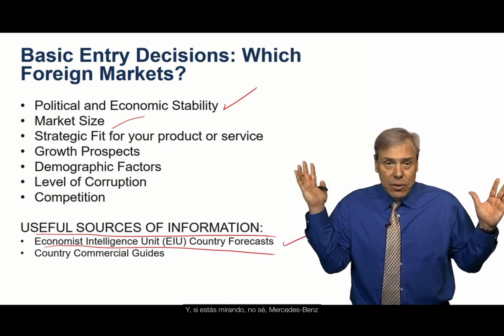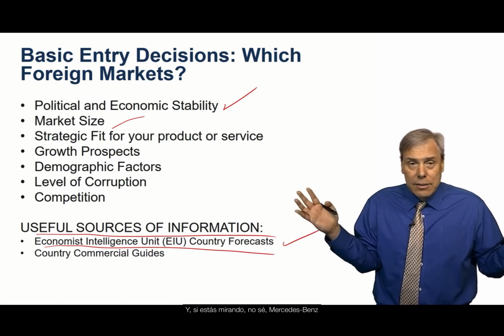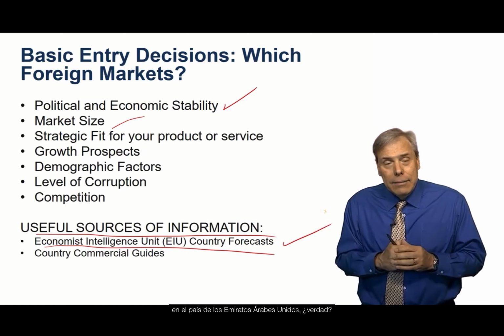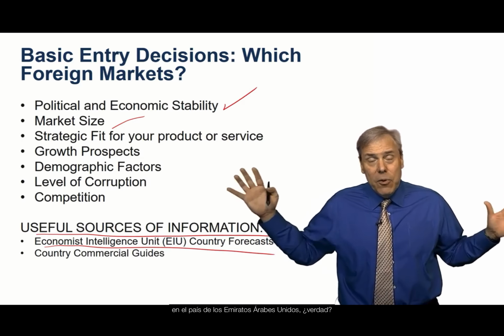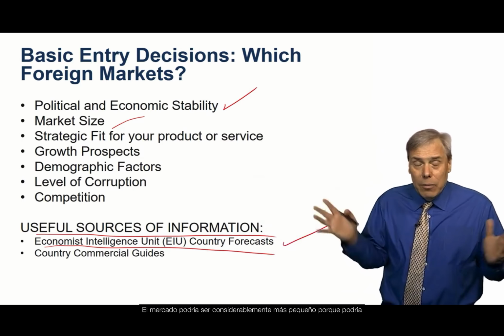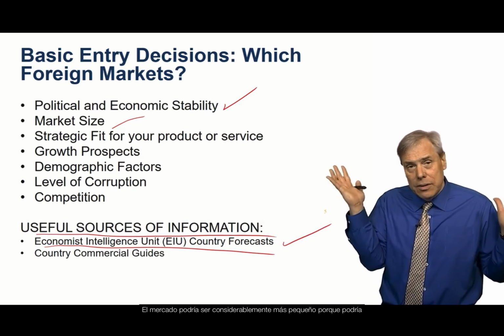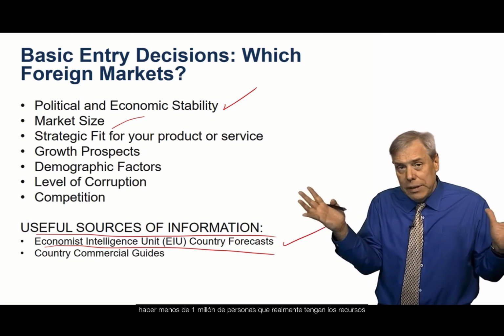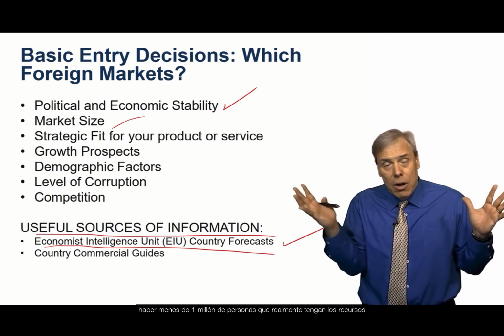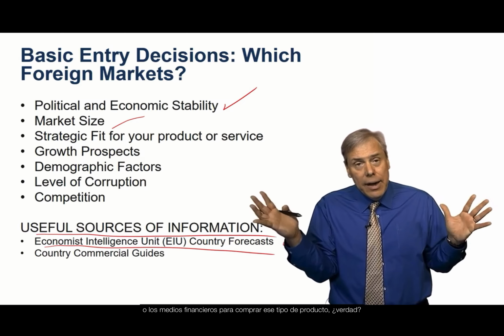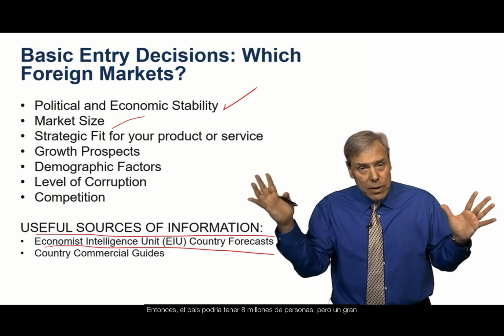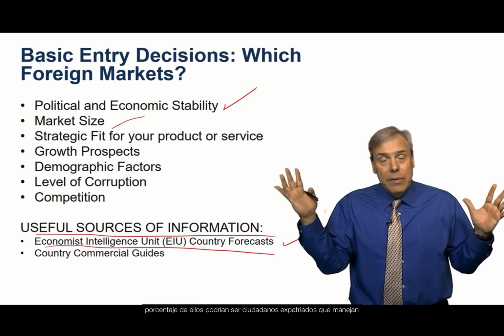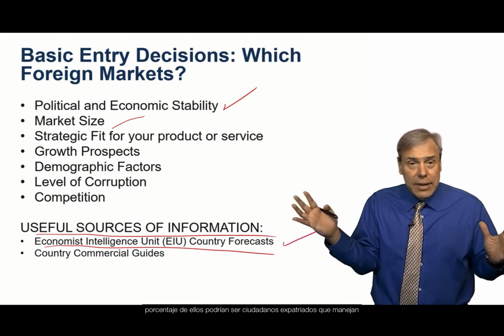And if you're looking at Mercedes-Benz in the country of United Arab Emirates, right? The market might be considerably smaller because there could be fewer than 1 million people that actually have the wherewithal or the financial means to actually buy that sort of product, right? So the country could have 8 million people, but a large percentage of them could be expatriate citizens that are driving taxi cabs or something like that.